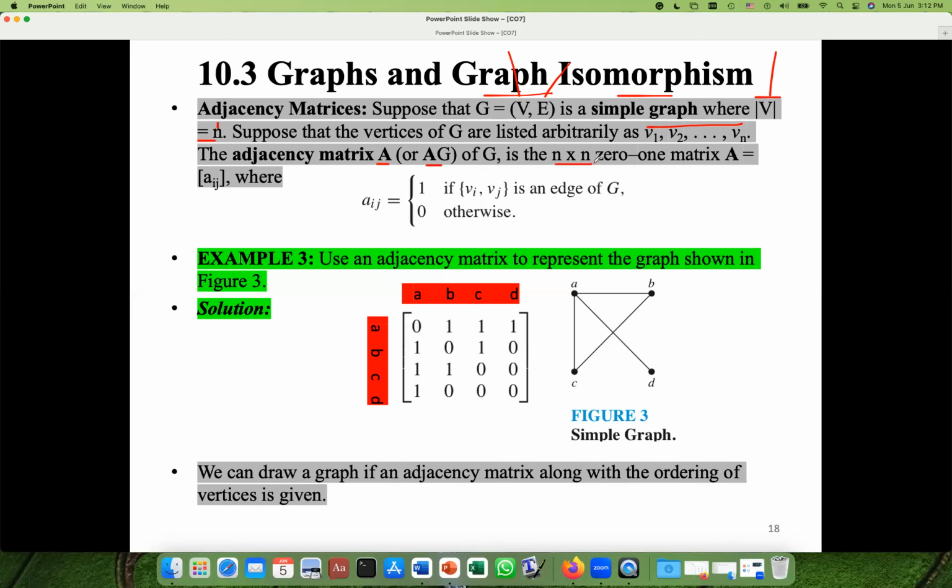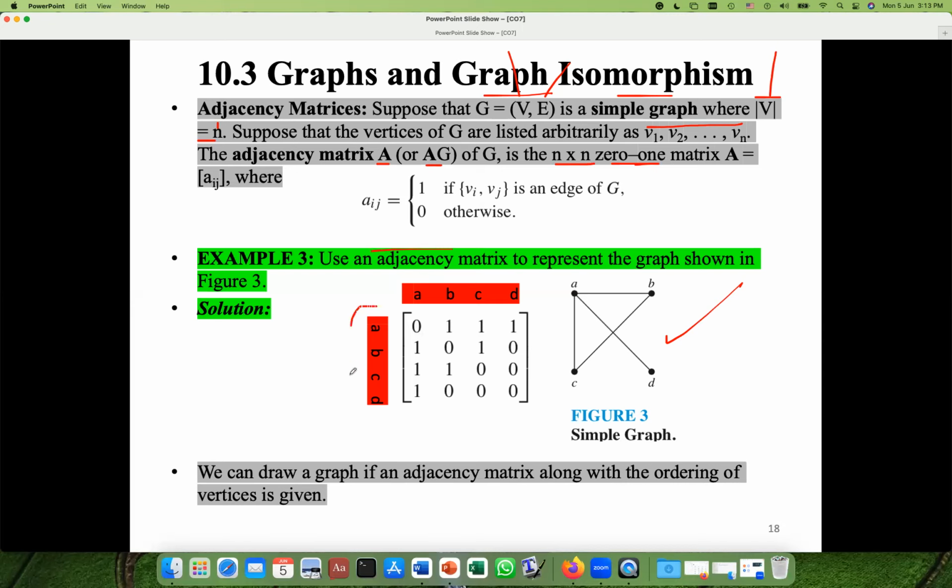And it would be N cross N. If there are 5 vertices, it would be 5 cross 5: 5 rows, 5 columns. And it will contain 0 and 1 as entries inside it. If it is containing 0 and 1, it is an adjacency matrix. If it is containing some other digits, it is similar to an adjacency matrix, but it is now representing something different. We will see. So use an adjacency matrix to represent the graph shown. The graph is given to you and you are asked to use the concept of adjacency matrix.